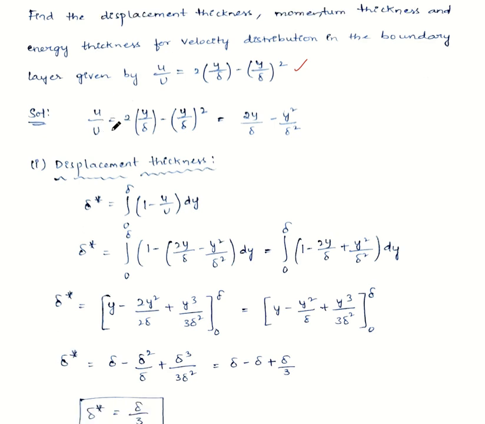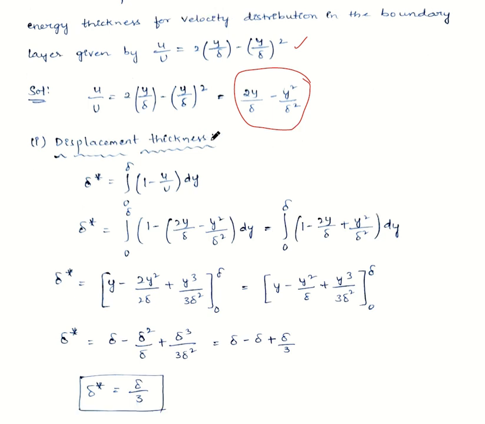So before we move into the actual calculation, first we will try to simplify this u/U. Actually what is given is 2(y/δ) − (y/δ)². If we open the brackets and simplify, 2 into y/δ becomes 2y/δ, minus (y/δ)² becomes y²/δ². From now on we will use this simplification for our calculation, because if you use this directly, it becomes clumsy and we may go wrong somewhere in the calculation. So first let's simplify the u/U itself, then we can put it in the relevant formula for the thicknesses.